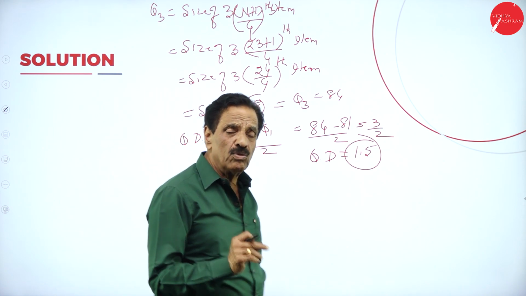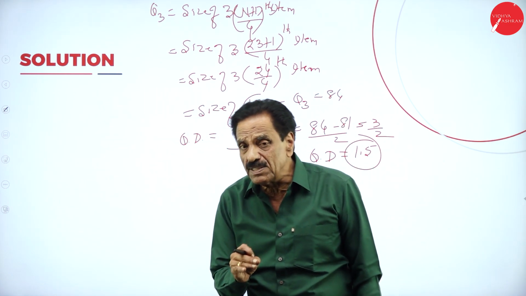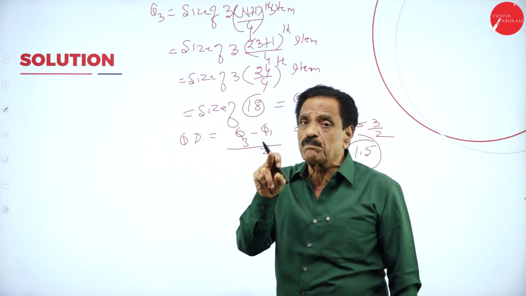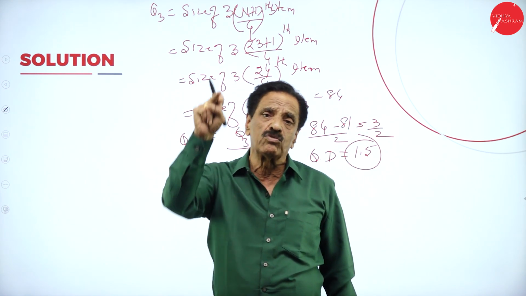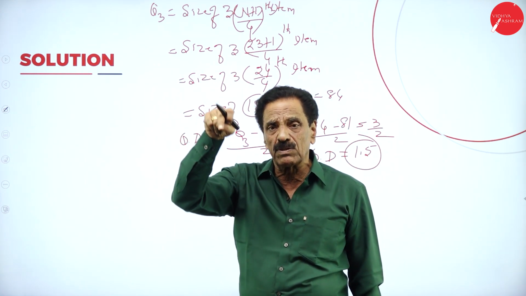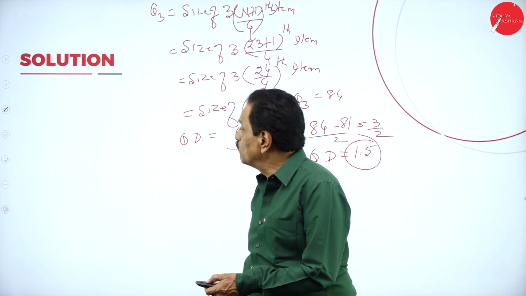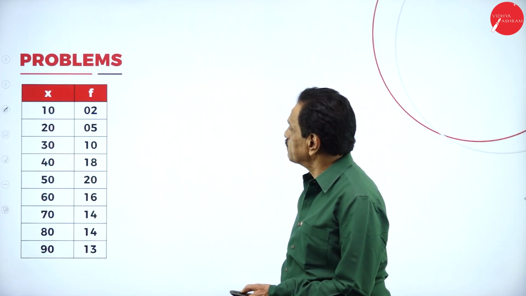So what is the step to do? Convert the frequency into cumulative frequency, then apply (n plus 1) divided by 4th item, and 3 into (n plus 1) divided by 4th item. We'll move on to the next problem.